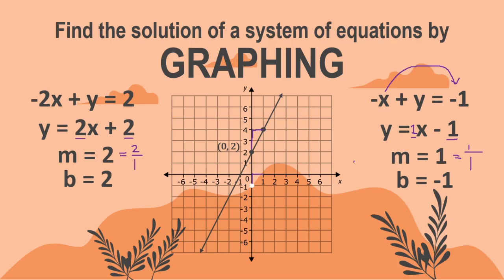Okay? Ay, teka, hindi ko na naman na-click yung ating point. Yung ating y-intercept is 0, negative 1. And then, yung ating second point na nakuha natin from our slope, ayan, ayun siya. And then, of course, let us connect the 2 points to form the line. Okay, so, we have 2 equations, and now, meron tayong 2 lines.